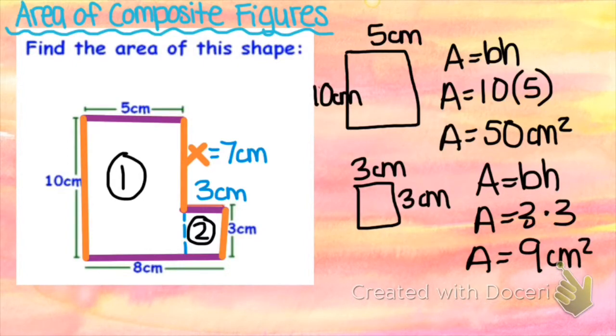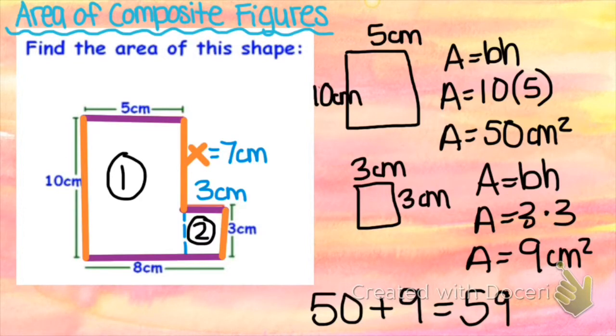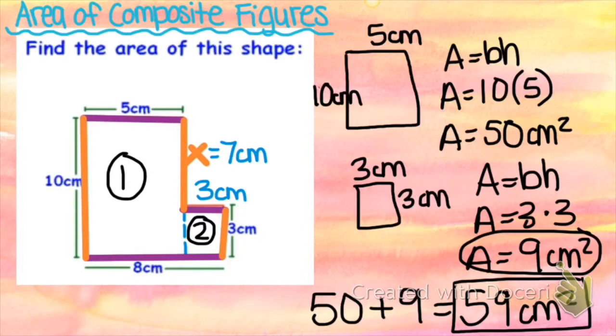When you're finding composite figures' areas, you need to take the 2 areas and add them together. So I know that if I take the area of my large rectangle, 50, and I add that to the area of the small rectangle, 9 centimeters squared, I can find the composite area as 59 centimeters squared. Sometimes I circle the answers as I go because it's not my finished solution, but it's numbers that I need along the way, and then in the end I box my answer.